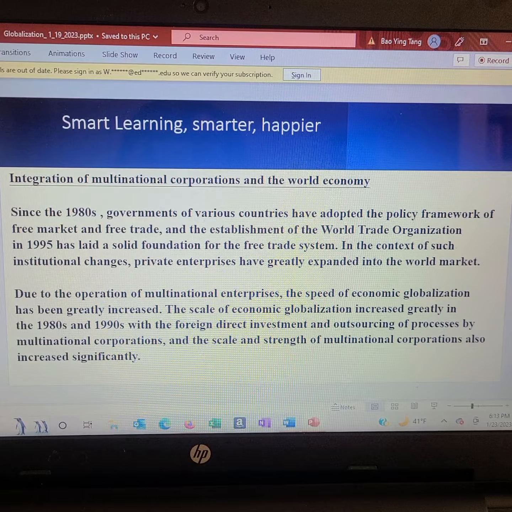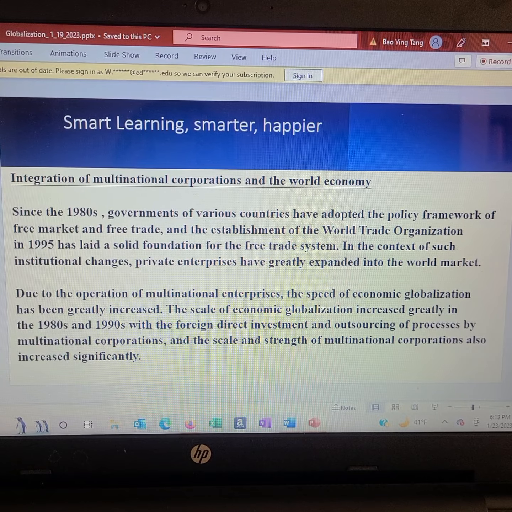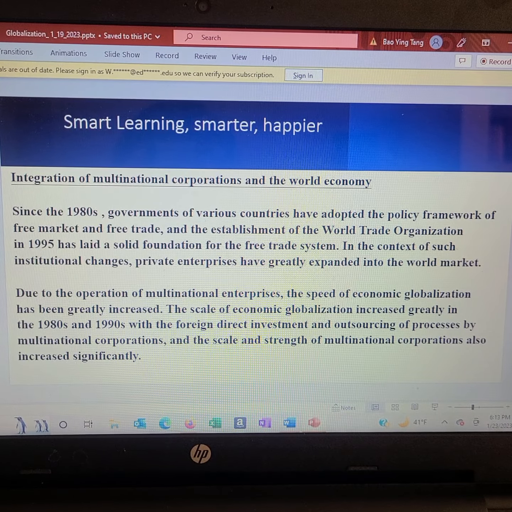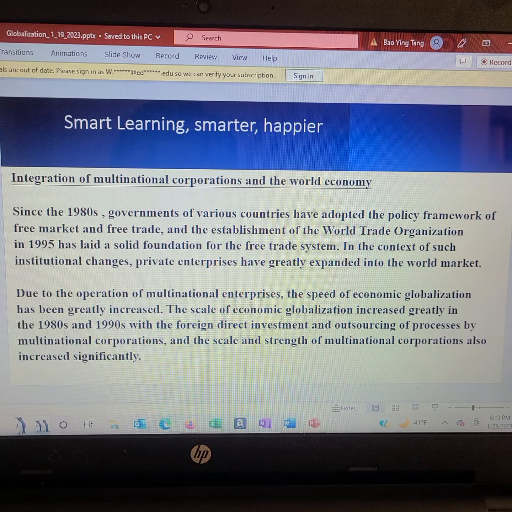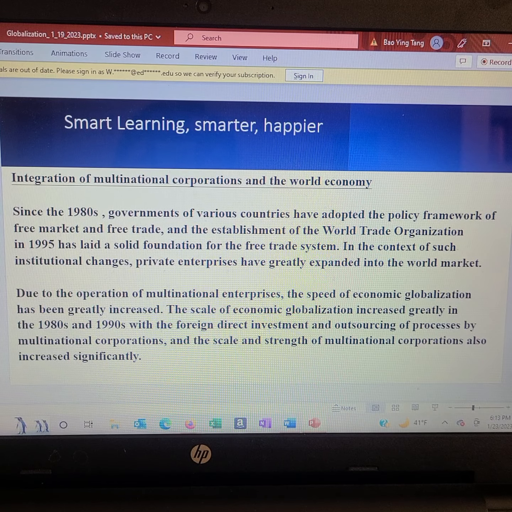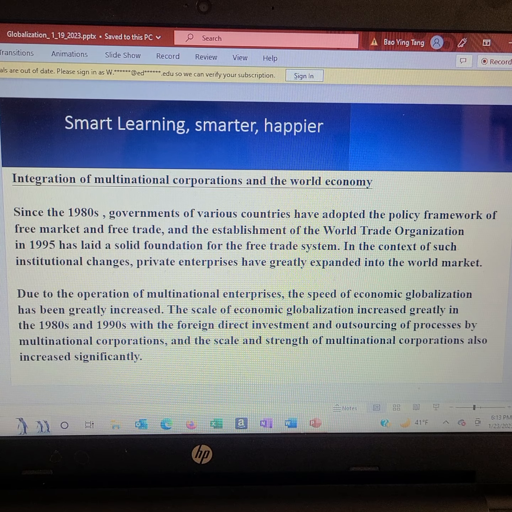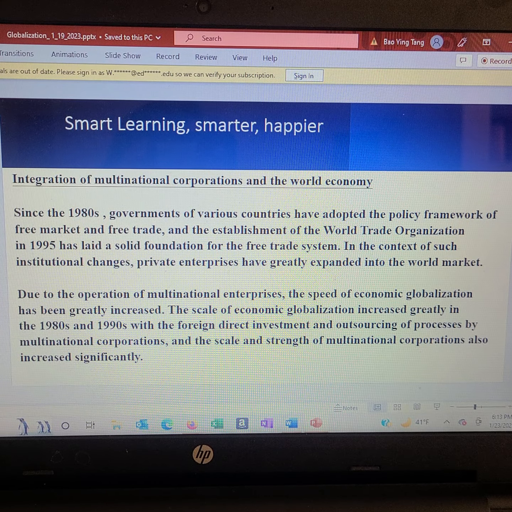Next, we want to talk about the integration of multinational corporations and the world economy. Since the 1980s, governments of various countries have adopted the policy framework of free market and free trade, and the establishment of the WTO in 1995 has laid a solid foundation for the free trade system. In the context of such institutional changes, private enterprises have greatly expanded into the world market. Due to the operation of multinational enterprises, the spread of economic globalization has been greatly increased.